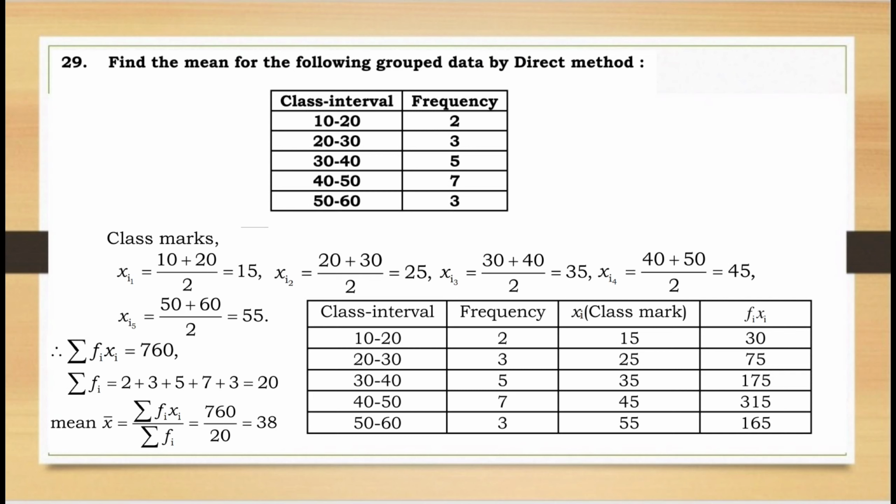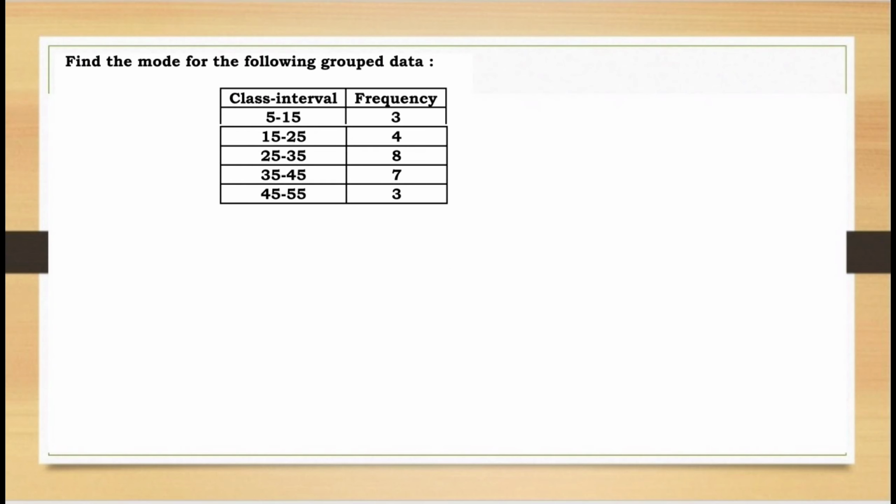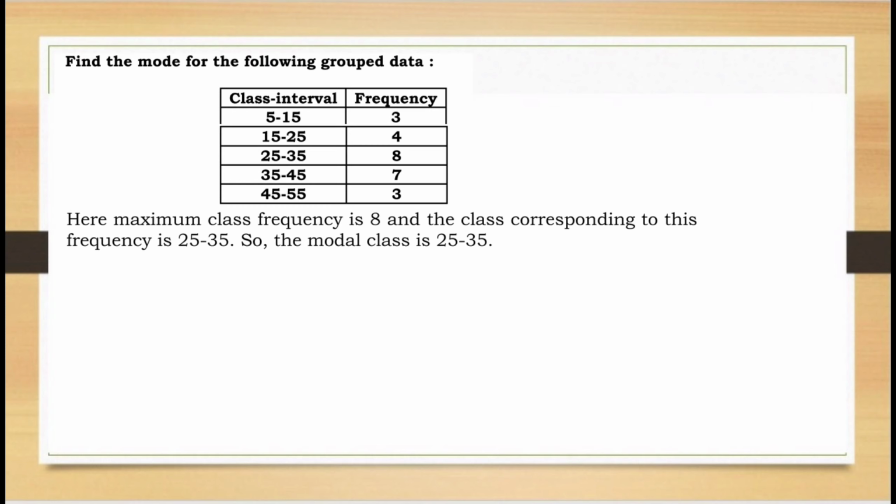There is another question in this 29th question, that is, find the mode for the following grouped data. Now here also they have given class interval and frequency. To find the mode, first we need to understand the question carefully. Here the maximum frequency given is 8 and the corresponding class interval is 25 to 35. Therefore the modal class is 25 to 35. Now here the lower limit is 25 and the upper limit is 35.